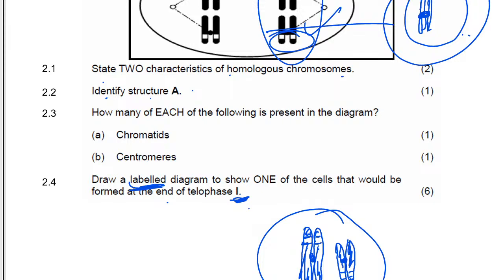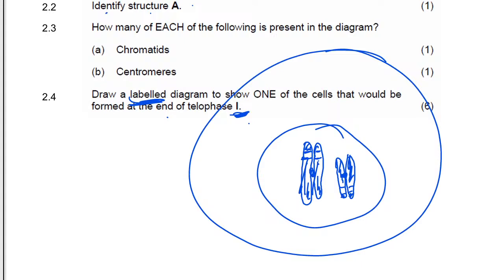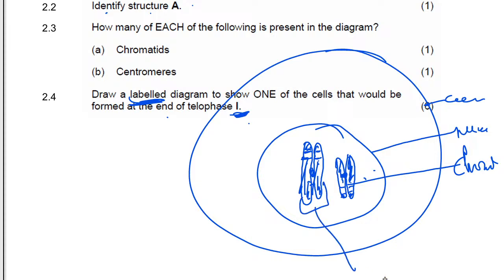Now I put the cell membrane, I put the nuclear membrane, then I put the chromosomes. They are not homologous because they are different sizes. I put the chromatid. One is a chromatid, the whole thing is a chromosome. Then you have the centromere.